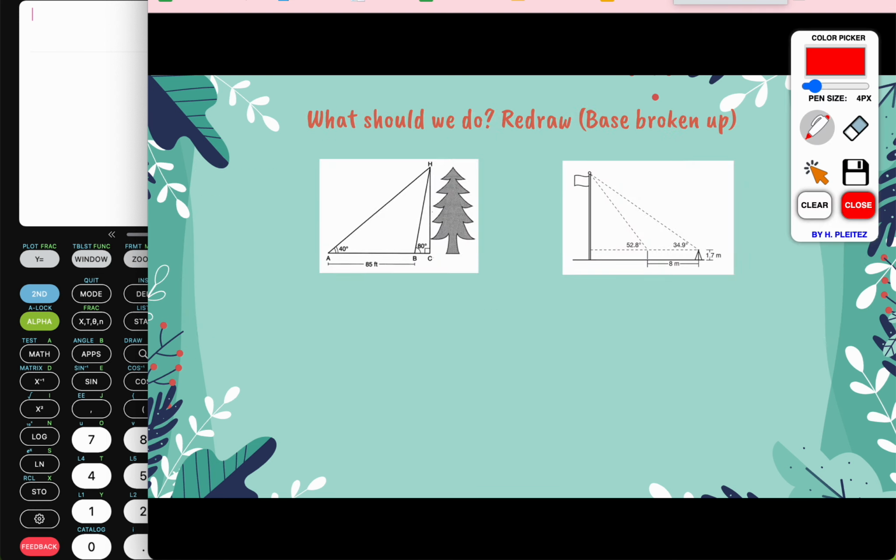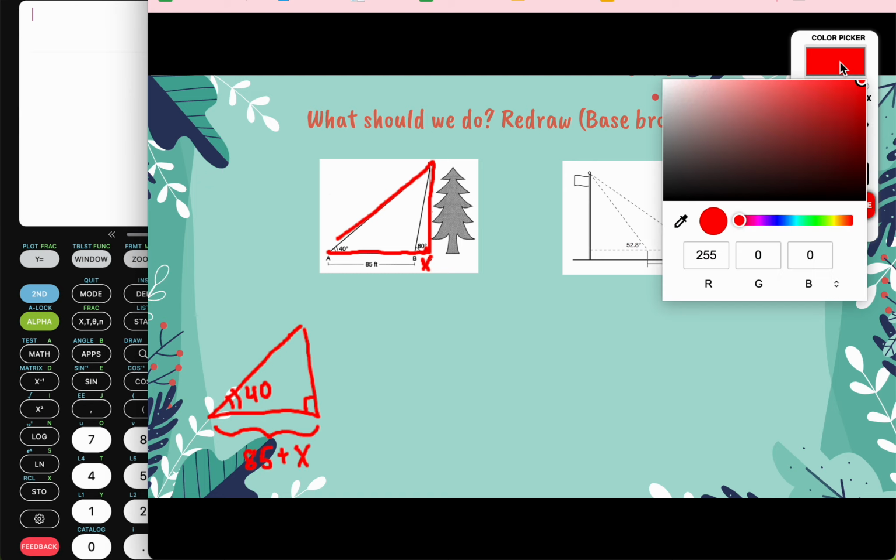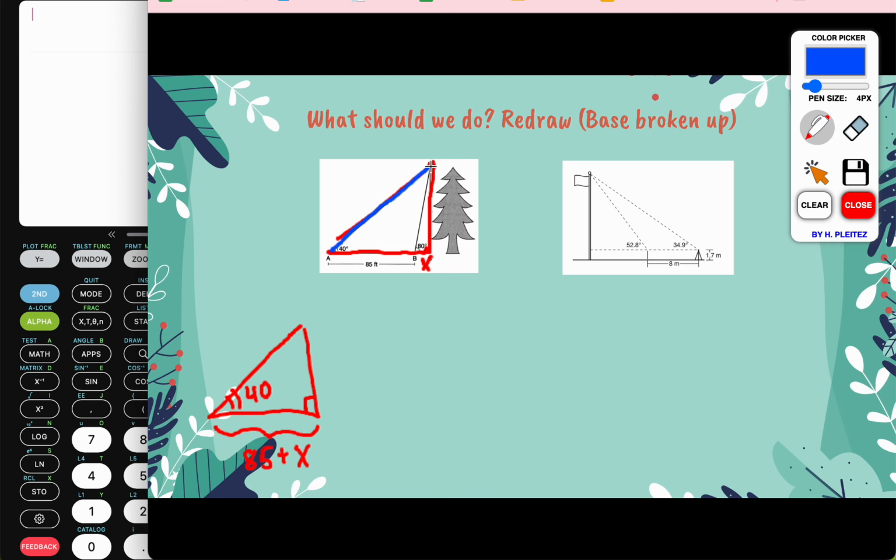We're going to redraw these two triangles where our base is broken up. So I see a large right triangle here, so I'm going to go ahead and draw that. Now in that large right triangle, we have the 90-degree angle here, the 40-degree angle goes here, and then this here wouldn't be 85. It would be 85 plus x. Now the smaller triangle, we can do it in blue. The smaller triangle we'll do in blue is right here.